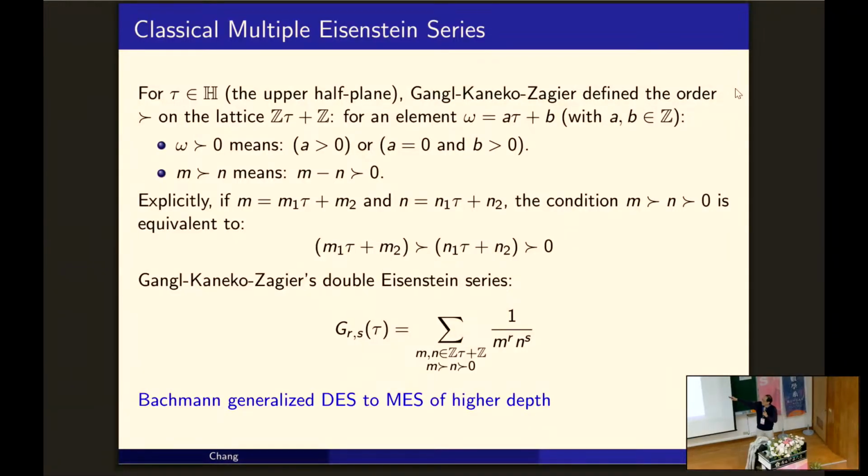First, for any ω in this lattice, aτ + b, where a and b are integers, we say ω is bigger than 0 if either a is bigger than 0, or if a is 0, then we require b to be positive. And for two points in the lattice, m bigger than n means that this subtraction is bigger than 0.